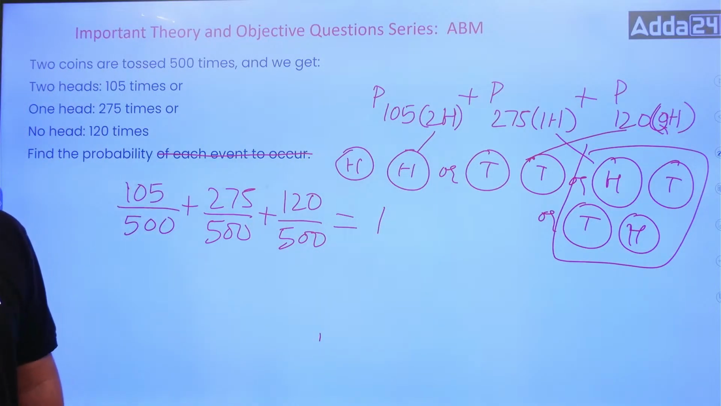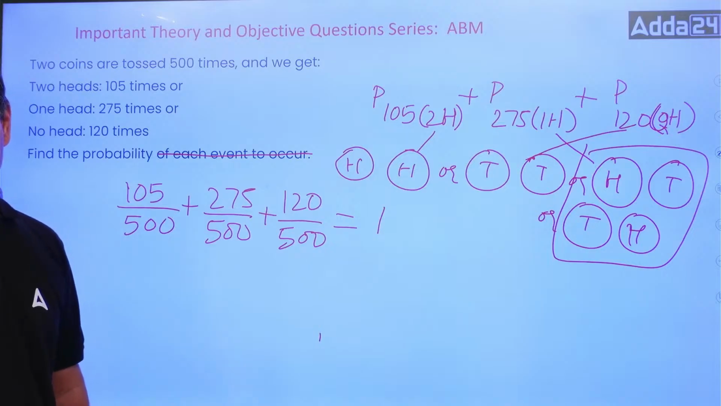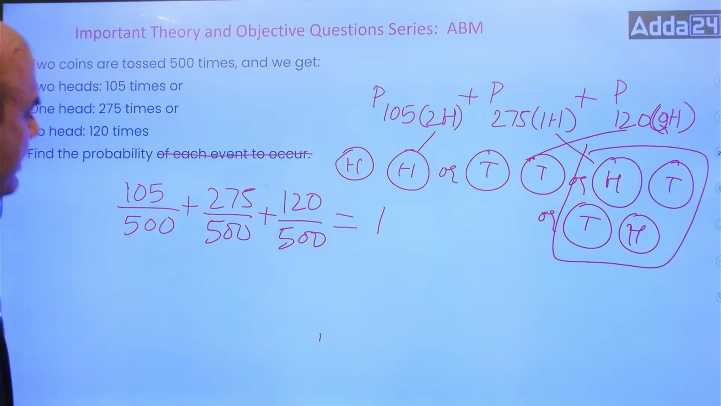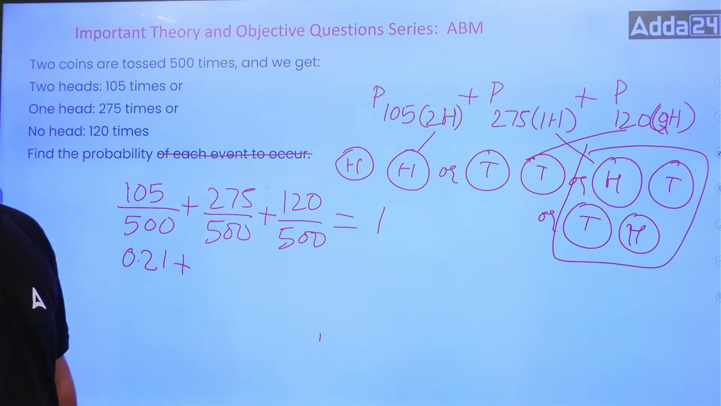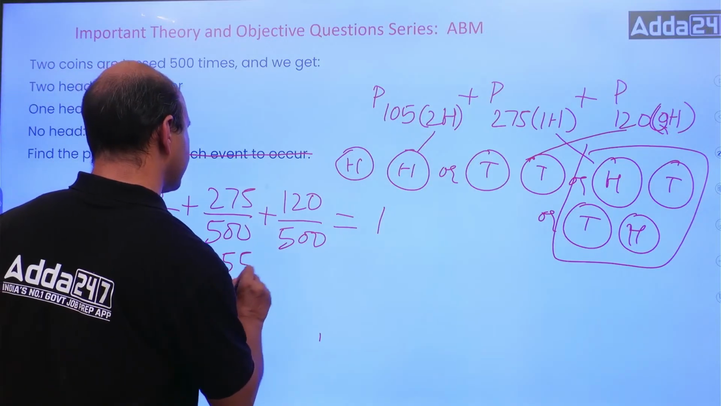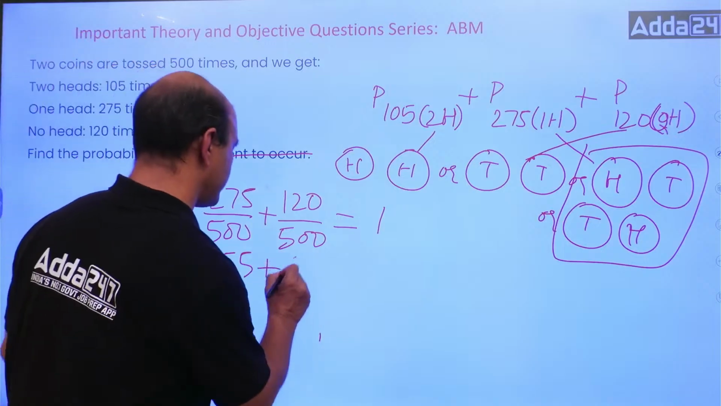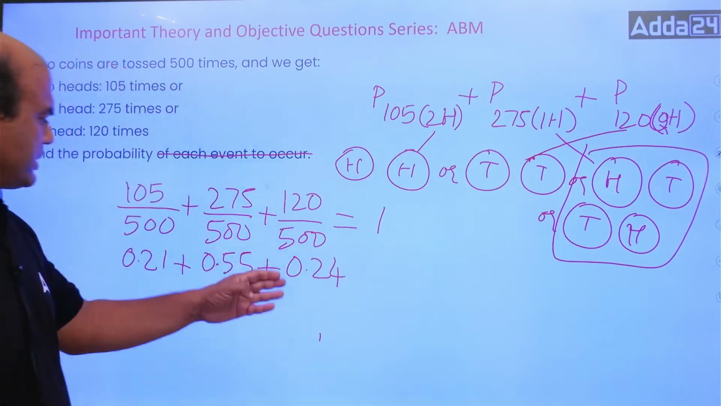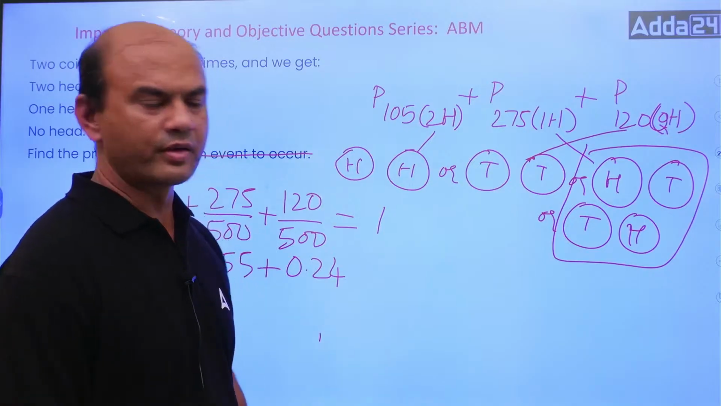Find the total of each, everyone. 105 upon 500 is 0.21, plus 275 upon 500 is 0.55, plus 120 upon 500, which is 0.24. Get the total of all these. You will get it as 1 only.